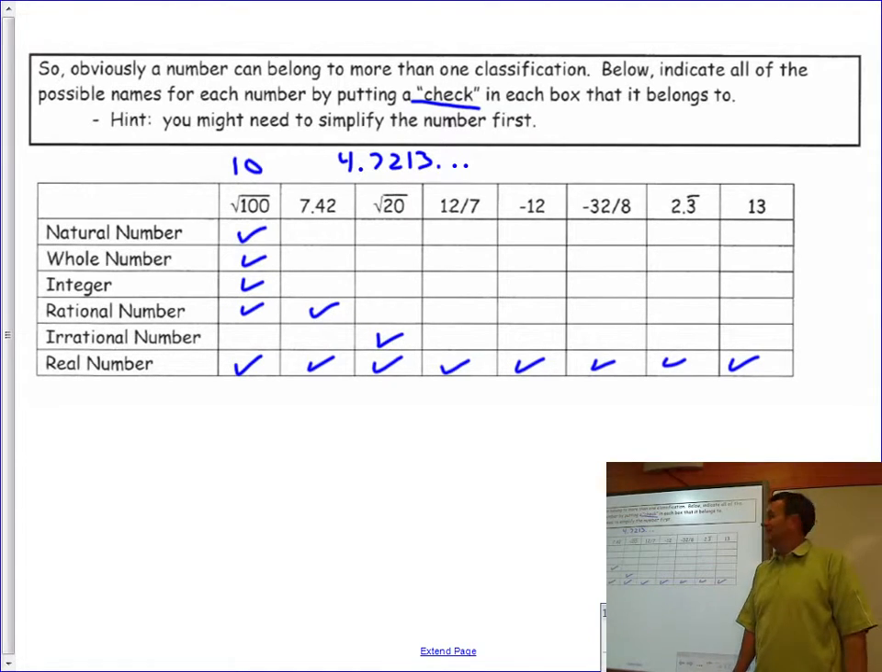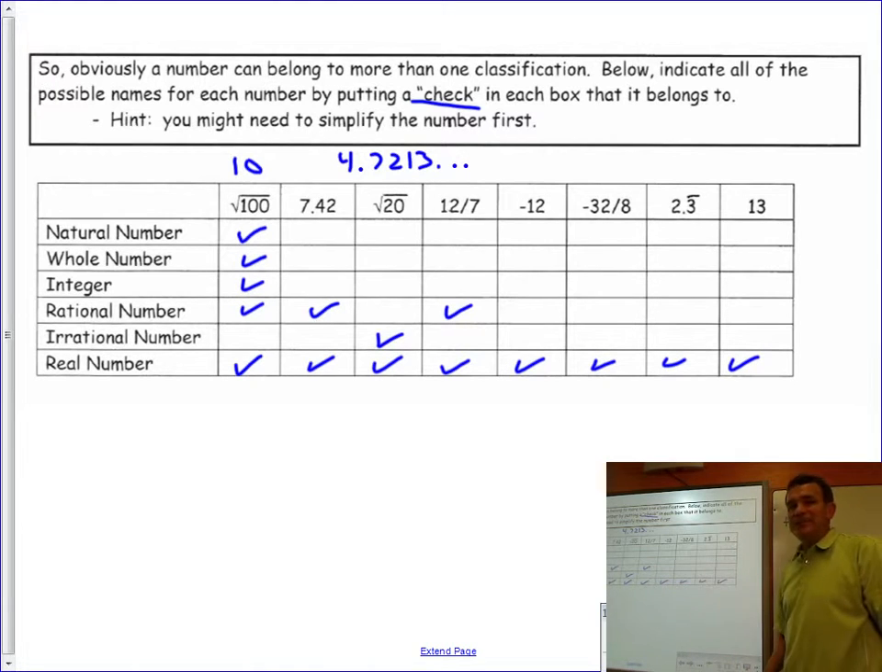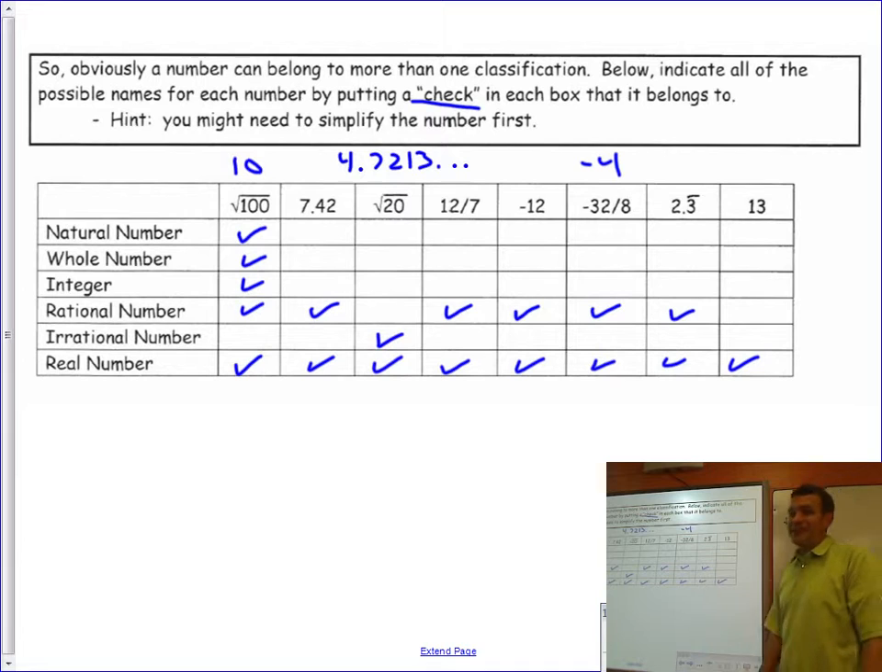12 over 7. Well, 12 over 7 is a fraction. That makes it rational, right? Rational numbers can be written as fractions. Negative 12. That's a terminating decimal. Negative 32 over 8. That is a fraction that can be reduced. It reduces to negative 4. A terminating decimal, therefore rational. 2.3 with a bar over it. 2.3 with a bar over it is a repeating decimal, so it's rational. And the number 13 is a terminating decimal, so it's rational.